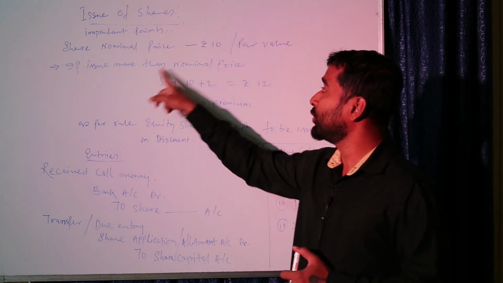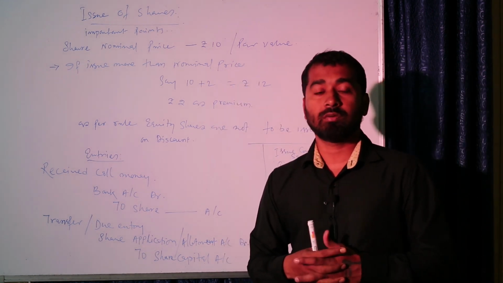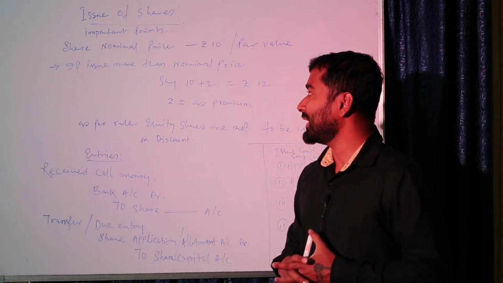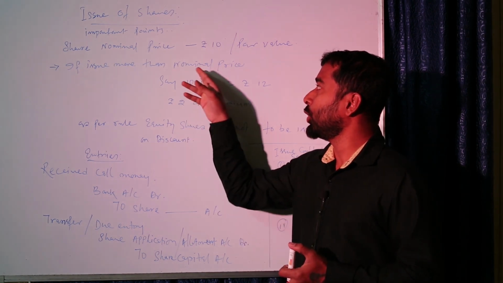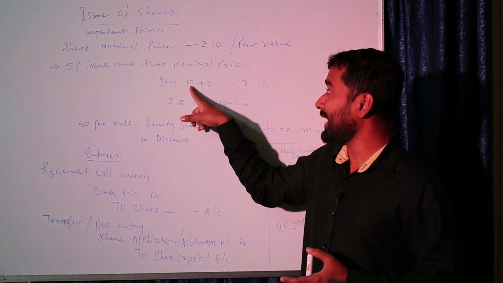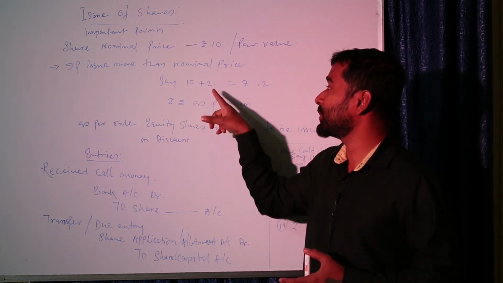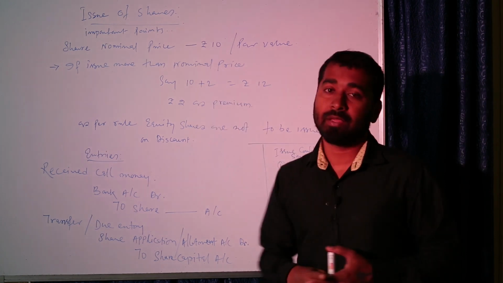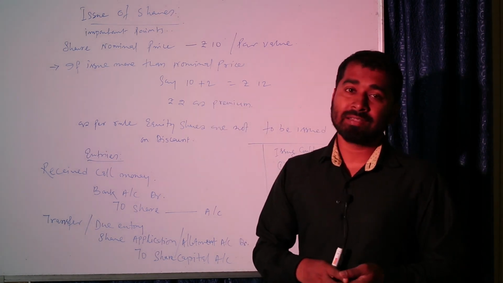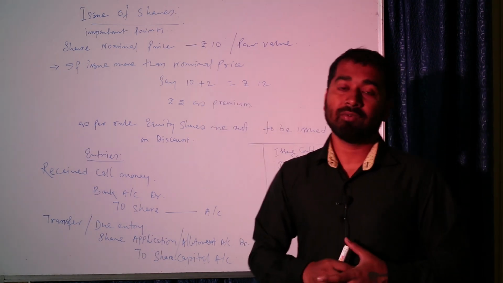If I issue at more than the nominal price, say for example, when the reputation of the company is good or very good, then I can charge in excess of that nominal price. In this case, the nominal price was 10 and I have taken an extra 2 rupees. So this 2 rupees is known as the premium. So I have fixed the price as 12 rupees, with 2 rupees treated as the premium value.